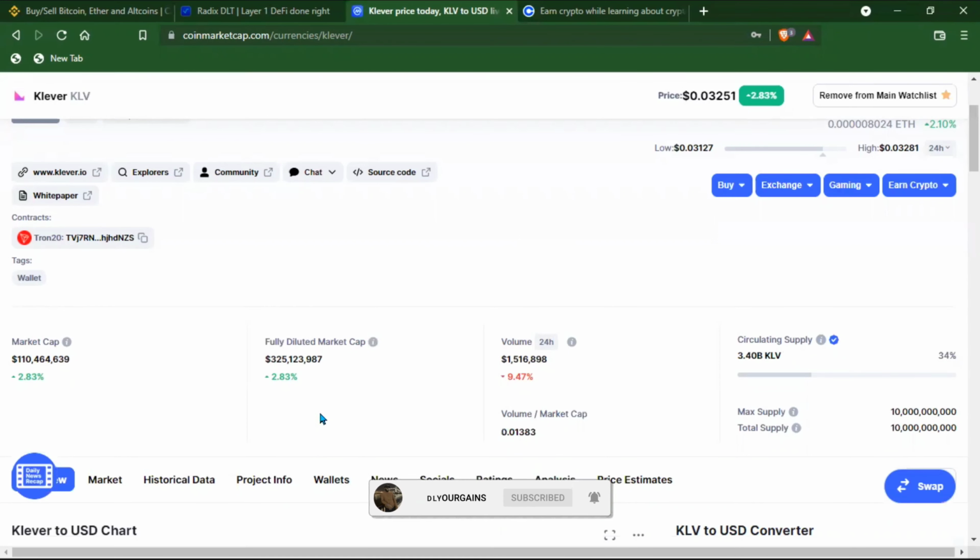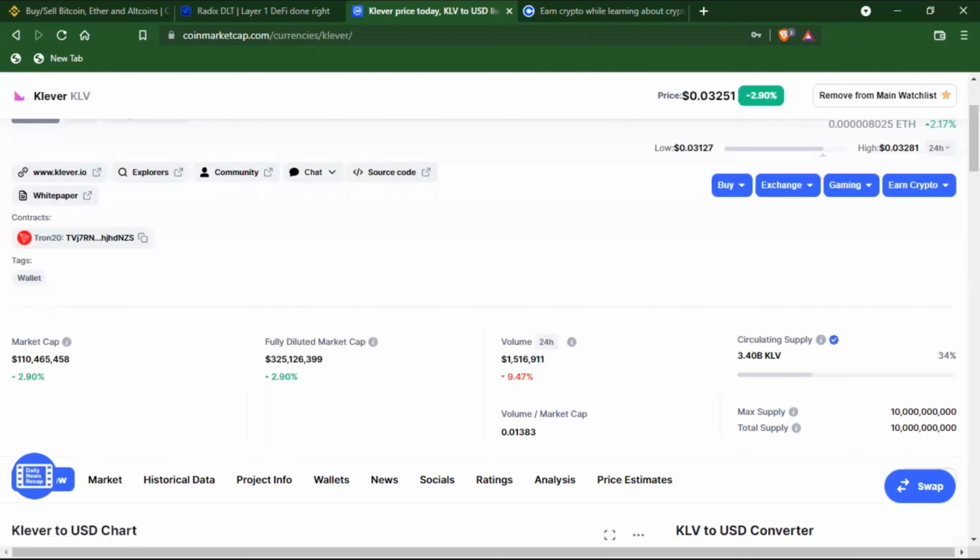If you want to do your own research, look at the fully diluted market cap, which in this case is 325 million, and then the coin market cap is 110 million. A good project will usually have hundreds of millions. That's facts. That is just basic. You should always look out for that.